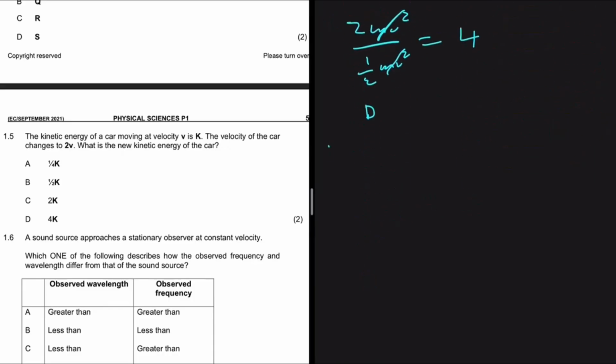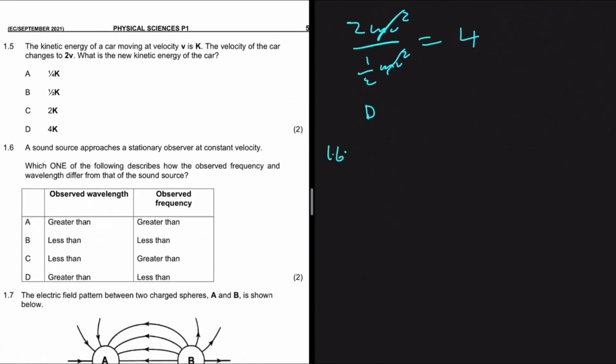And then now let's do 1.6. 1.6 says that a sound source approaches a stationary observer at constant velocity. Which one of the following describes how the observed frequency and the wavelength differ from that of the source? Before we even look at the options, let's look at the concepts first. We know fully well that if a sound source is moving, approaching a stationary listener, right? Then the listener will experience a higher frequency, right? And then what is the consequence of a higher frequency? The consequence of a higher frequency is less wavelength, because they are inversely proportional to each other.